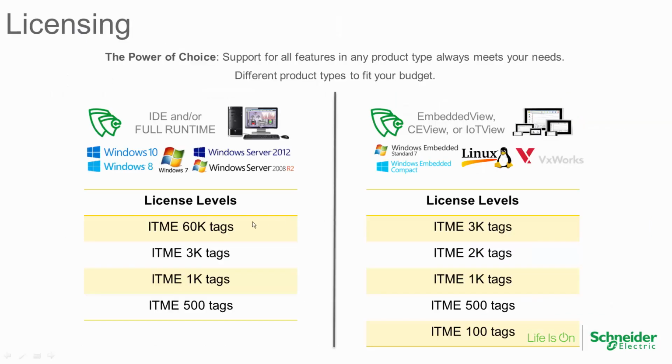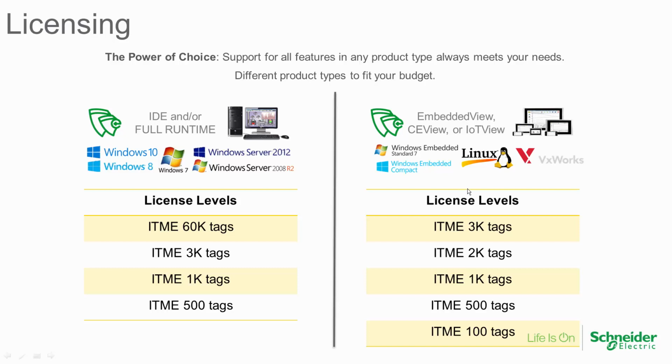Licensing, last but not least. So the feature set that we have for running InTouch Machine Edition on whether a desktop or server-based operating system, we have these different tag levels. So we have 500, 1,000, 3,000, and 60,000 tags. And what's really neat is the feature set across all of this is the same. So at the high level and the low level, the feature set is the same, and pretty much the same when you move over to the embedded licensing.